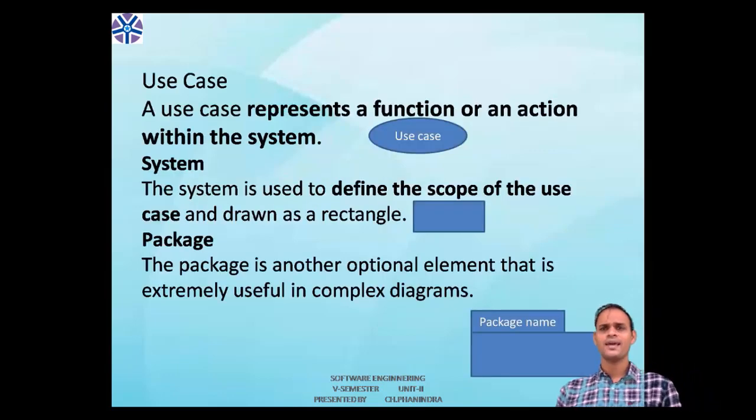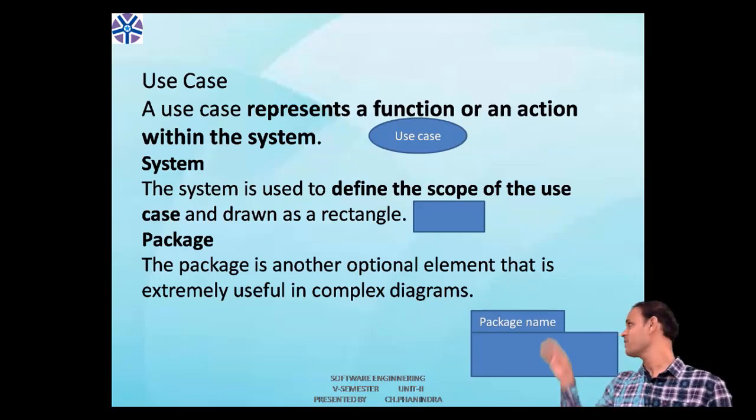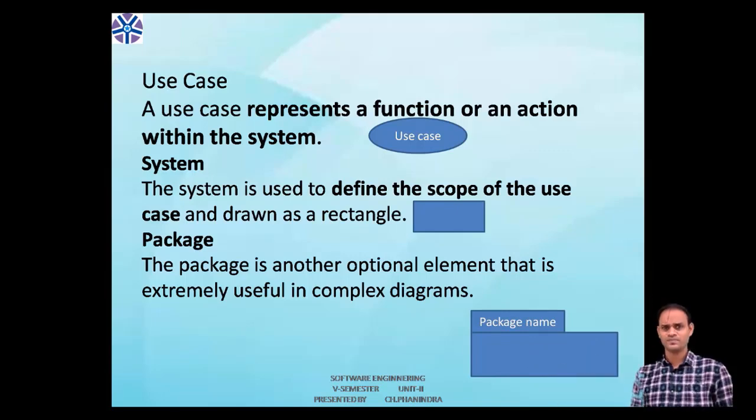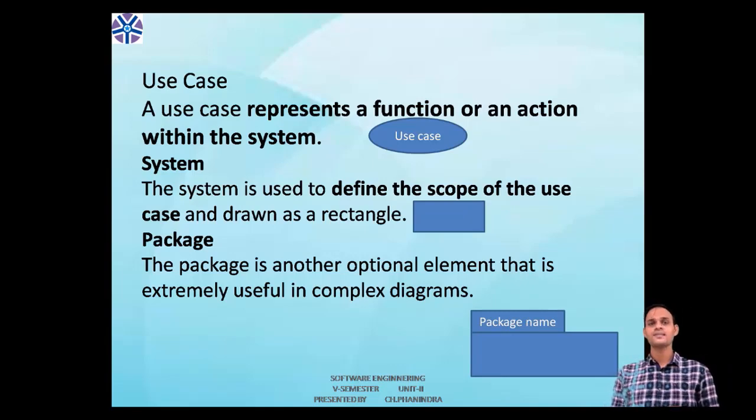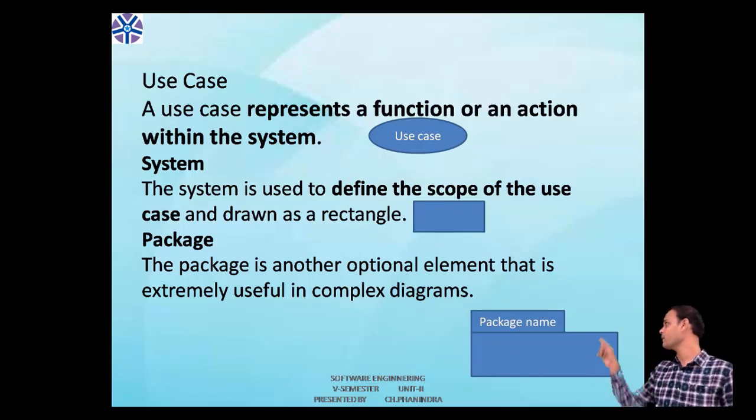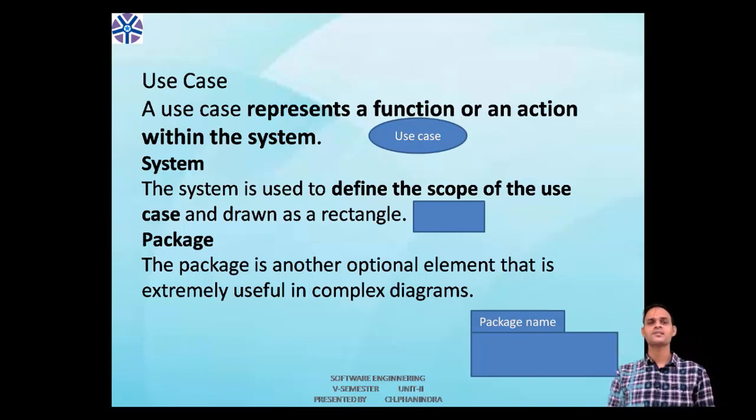In the use case diagram we use different types of symbols, so we discuss each symbol's purpose one by one. The use case represents a function or an action within the system. It is drawn as an oval and named with the function. Next, the system defines the scope of the use case and is drawn as a rectangle.